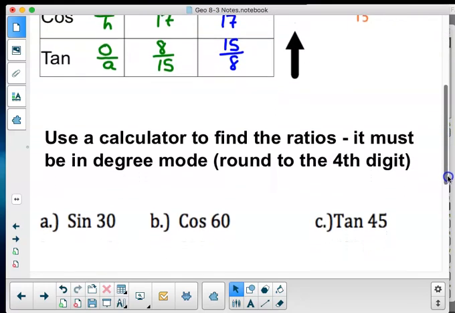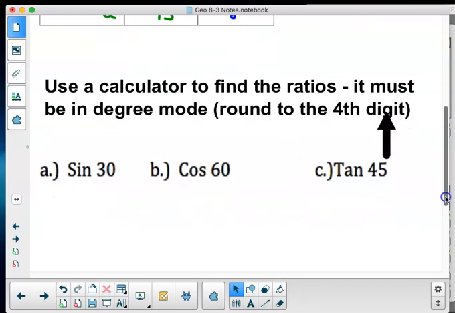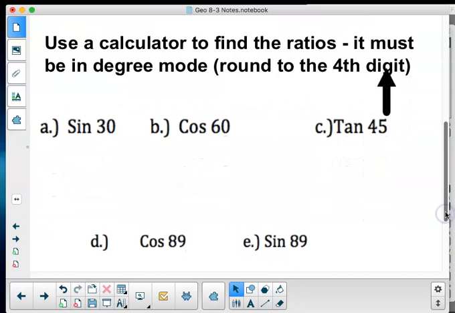Now, we're going to use a calculator to find the ratios. It must be in degree mode, and we want you to round to the 4th digit after the decimal. So now, this is another way of looking at ratios. Remember, what we just did was the ratio of some unknown angle, for sine, opposite over hypotenuse. Well, for the sine of 30, if I have a 30-degree angle in a right triangle, I'm able to find out what that sine is. And we're going to talk about that in a second.